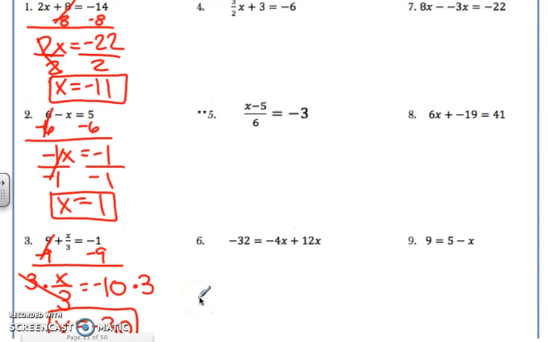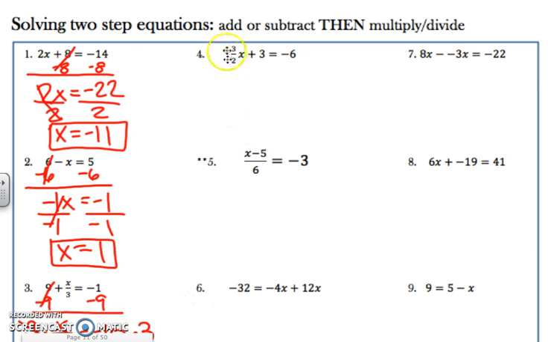Alright. Moving on to number 4 up here. Got a fraction again, but I'm going to see which ones are alike. That 3 and that negative 6 are alike, but I need to get rid of the one next to the variable, so I need to subtract 3 on both sides. My 3's will cancel. I'm left with 3/2 x equals, and then a negative 9.